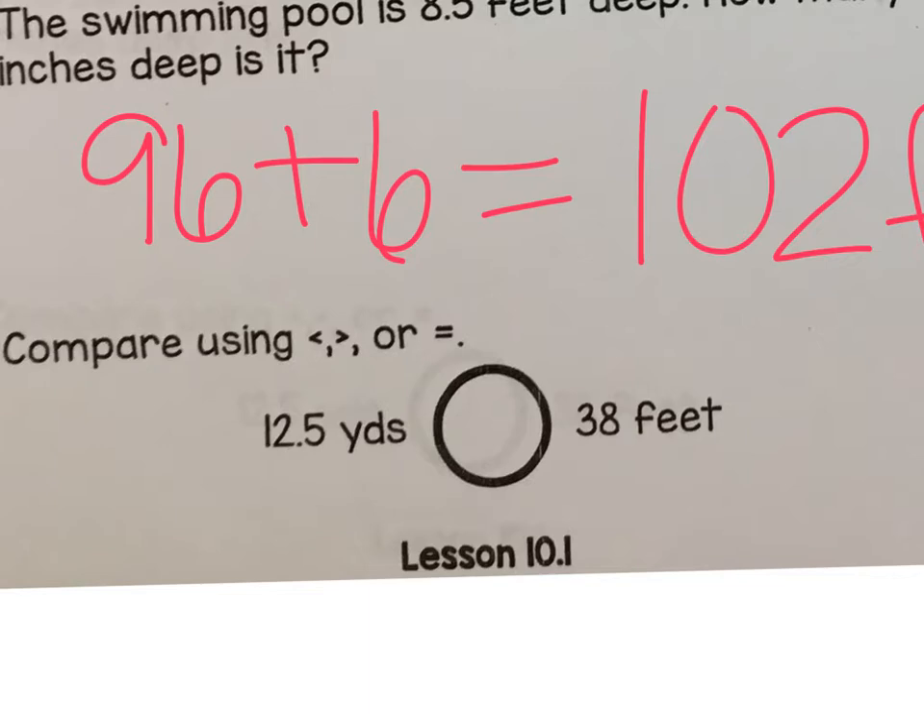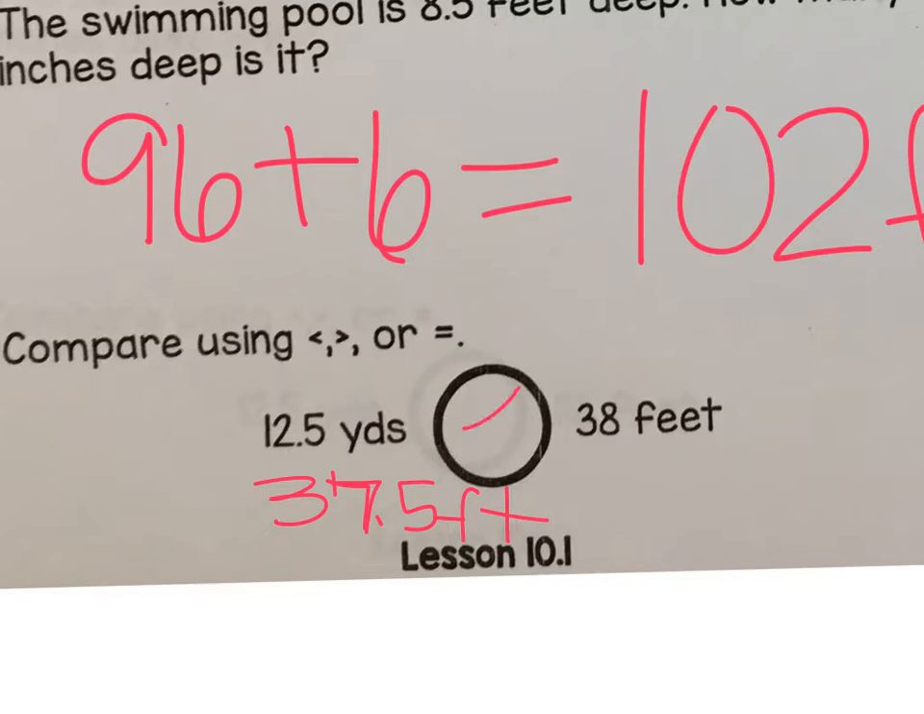How many feet are in 1 yard? 3. What's 12 times 3? 36. But we've got 0.5 or 5/10, so that's going to be half of a yard. So that's a yard and a half. A foot and a half. So we're going to have 37 and 5/10 feet. And we have 38. Which one of those is greater, 37 or 38? 38.